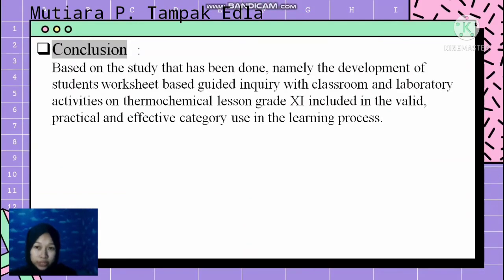Next, conclusion. Based on the study that has been done, namely the development of student worksheet-based guided inquiry with classroom and laboratory activities on thermochemical reaction grade 11, it is included in the valid, practical, and effective category used in the learning process.